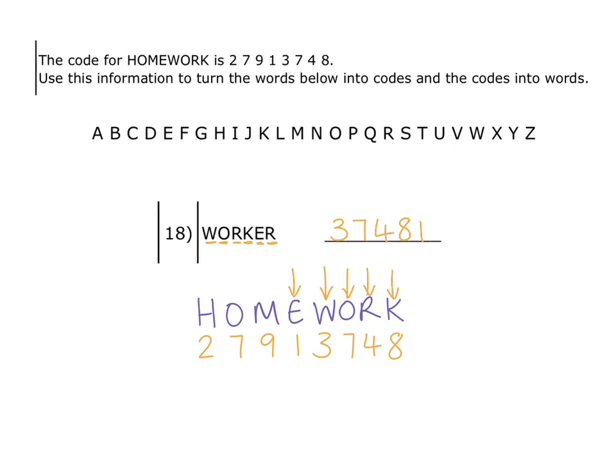And finally the letter R, and we know the letter R is represented by the number 4, so 4 is the final code number. This means the code for worker is 3748114.